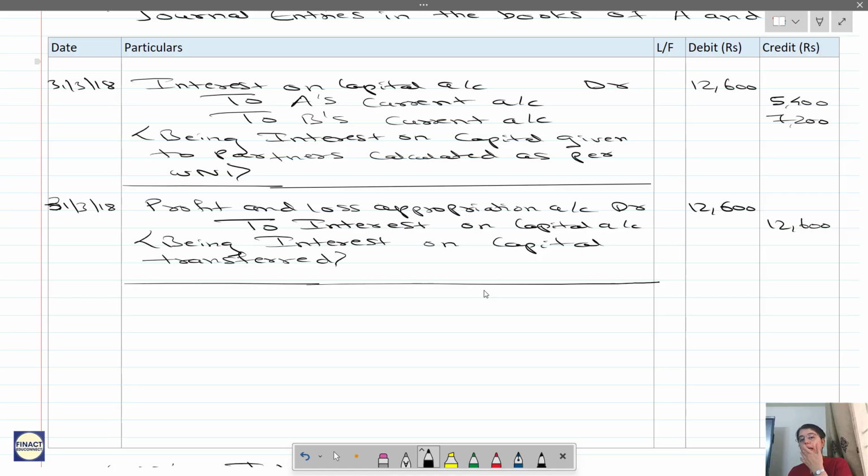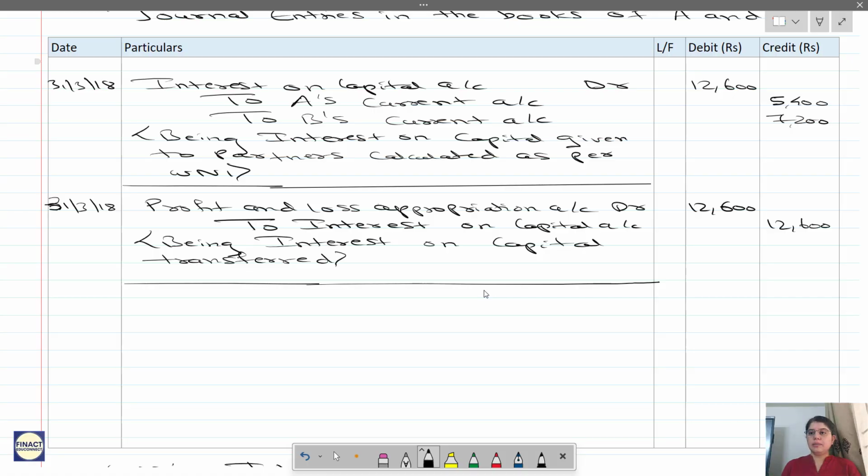So being interest on capital transferred. Now, had there been some balance in the profit and loss appropriation, we would have distributed it to the partners in their profit sharing ratio. But here there is no balance. Your net profit was 12,600. We have used that entire profit for interest on capital. So there is no profit left to distribute to the partners. So there won't be any third journal entry. If there was a profit, there would have been one more entry for distribution of profit.